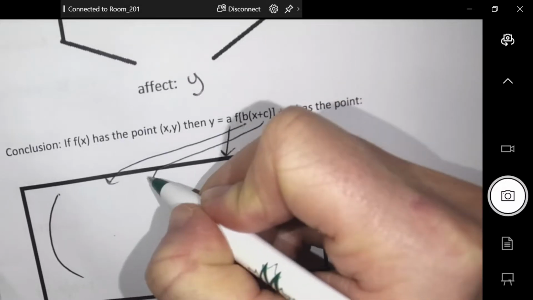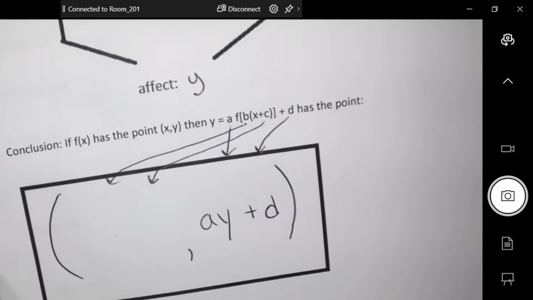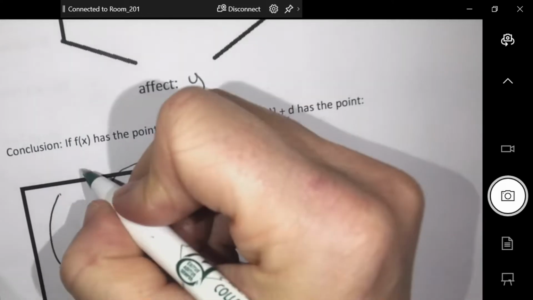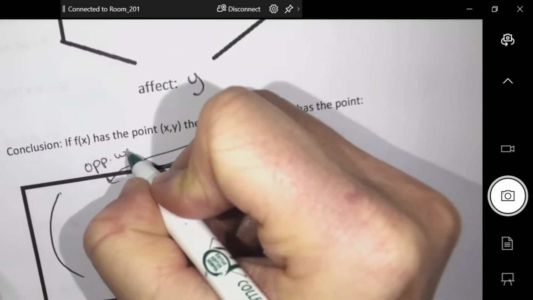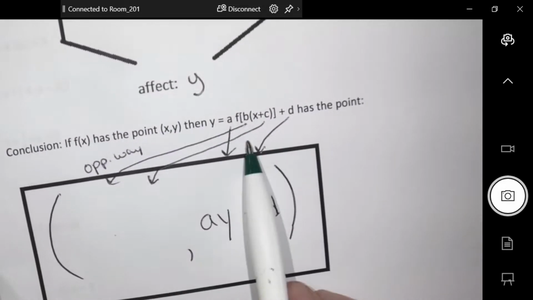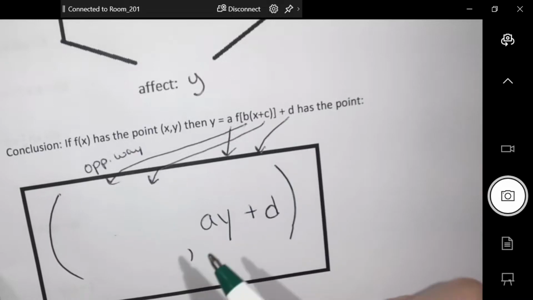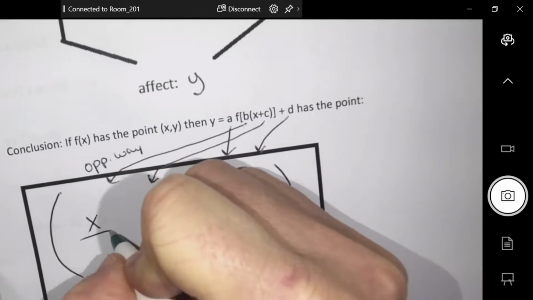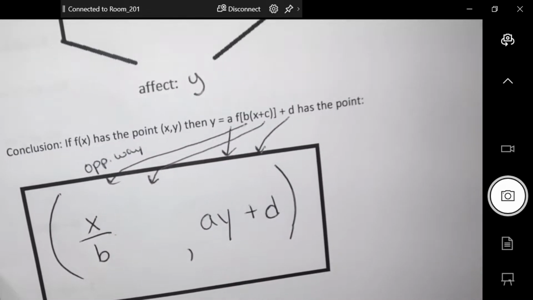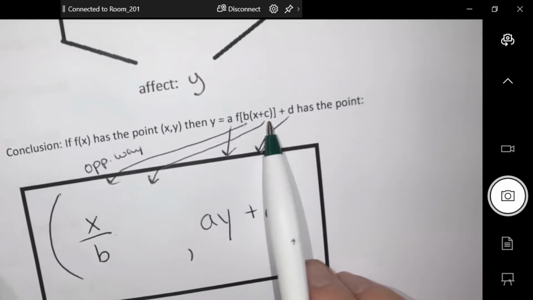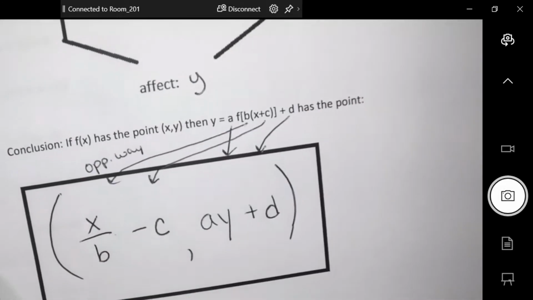B and C affect X in an opposite way. So if this shows times B, what's doing the opposite? Divide by B. And if this shows plus C, I've got to do the opposite. So I have to minus C.